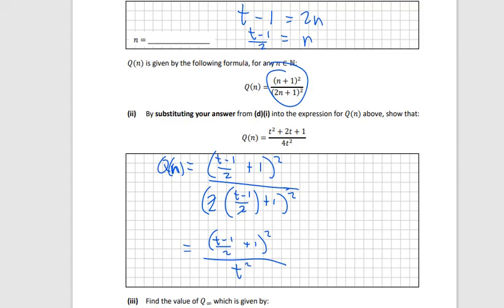On top, if I change the 1 in there, the one that's by itself on the top, to 2 over 2, it just gives me a common denominator, so I get t minus 1 plus 2, which is t plus 1, over 2, all to be squared over t squared.